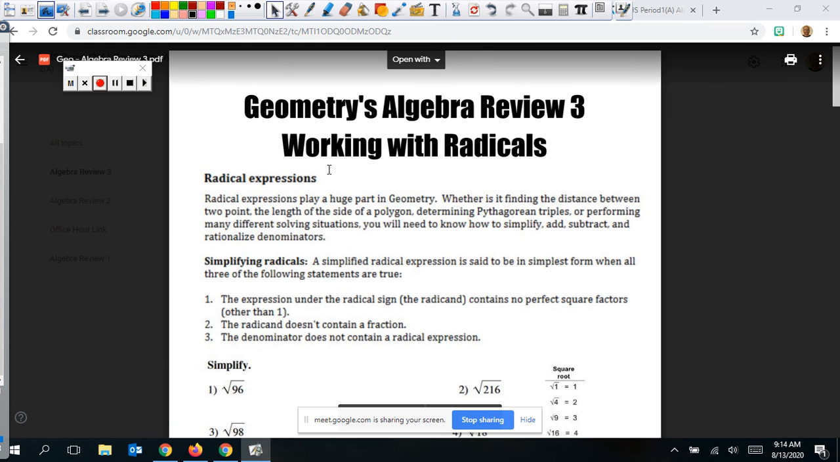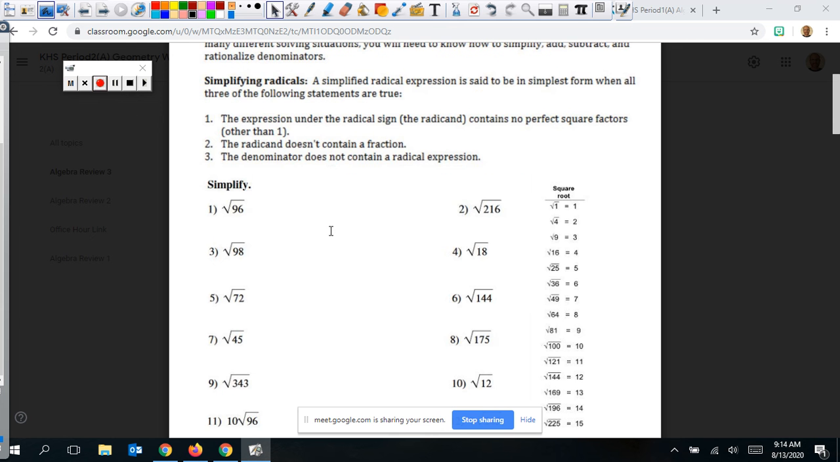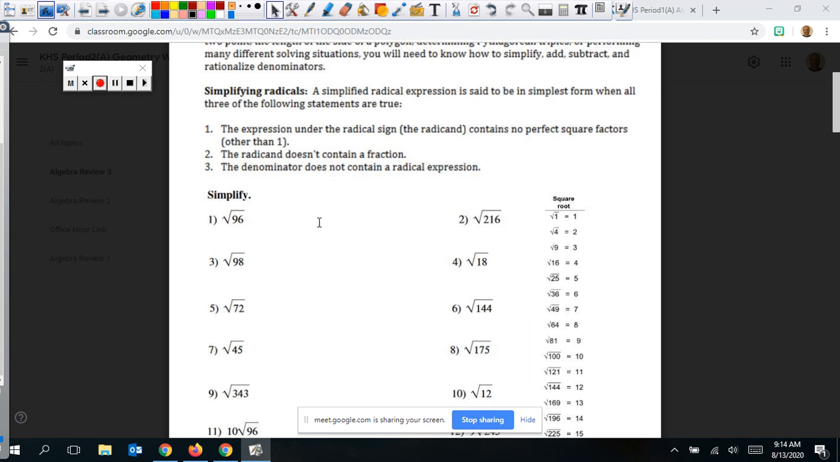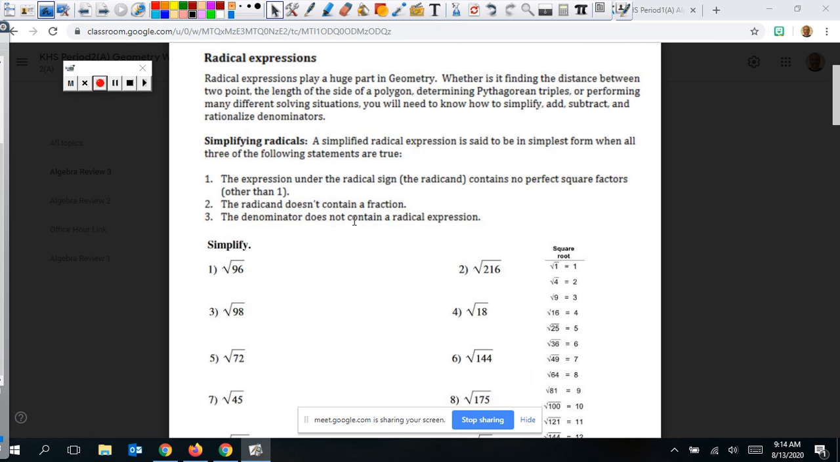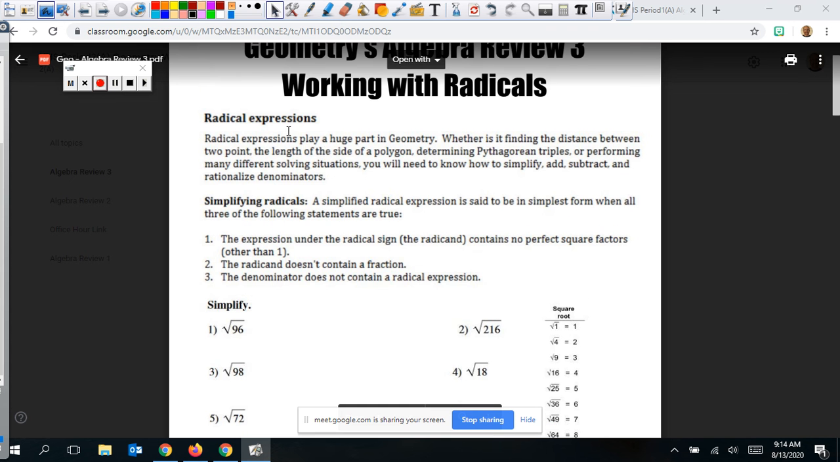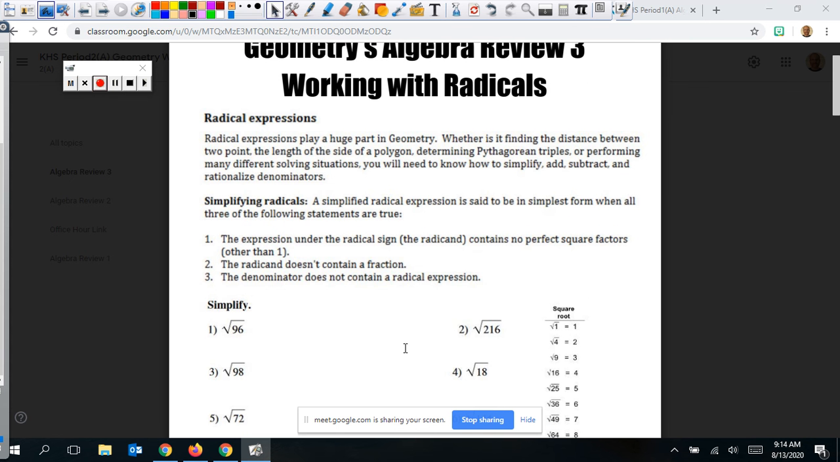Okay, so working with radicals, let's just take a look at this. First, you're going to simplify radicals. It's a huge part in geometry. You might think, well, why are we going to use radicals? We're going to use them quite a bit throughout. Whenever we see a radical, we're going to need to simplify it, like this here.